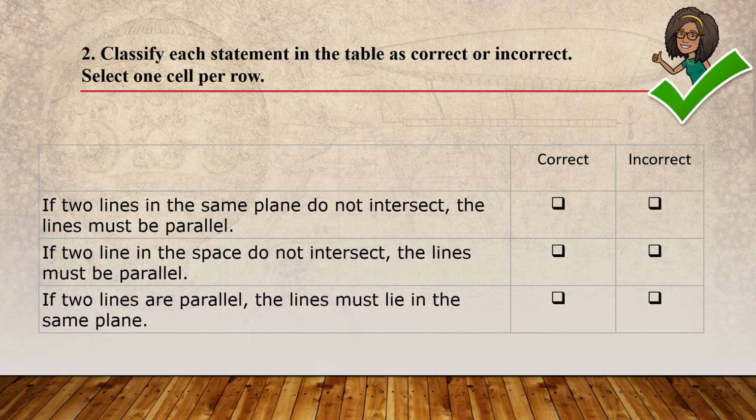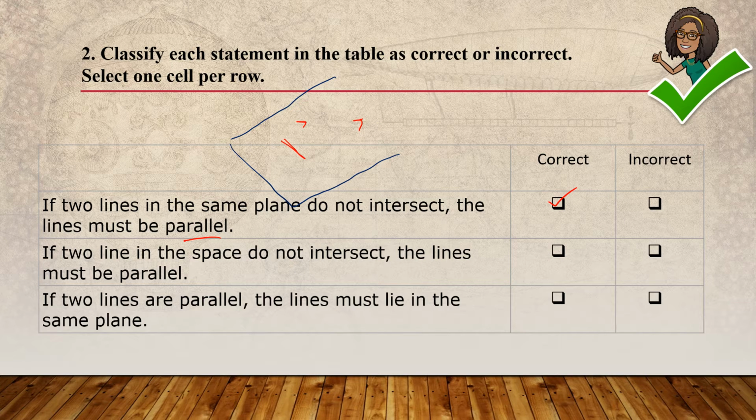All right, let's look at example number 2. It says classify each statement in the table as correct or incorrect and select one cell per row. The first one says if two lines in the same plane do not intersect, the lines must be parallel. If I have two lines that never intersect and are within the same plane, then yes, they are in fact parallel. Remember, the definition of parallel is two lines that never intersect, follow the same direction, and are equally distant from each other. So this would be a correct statement.